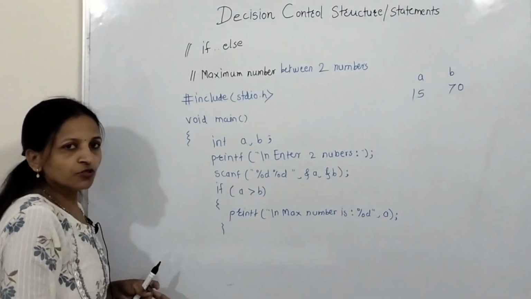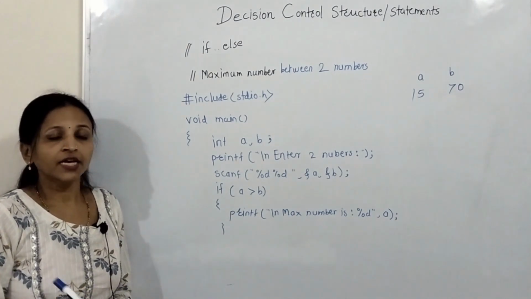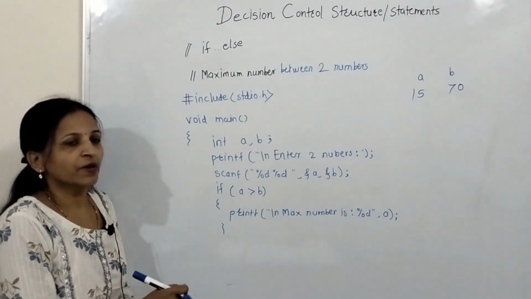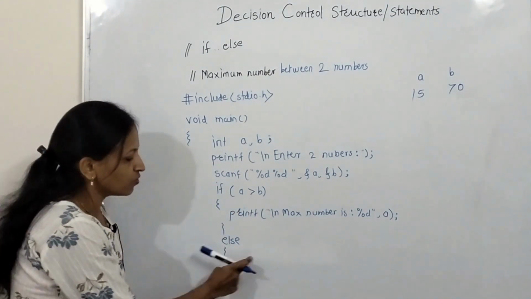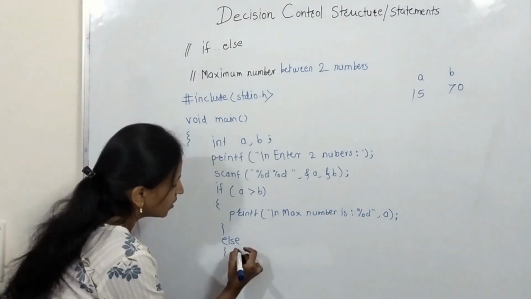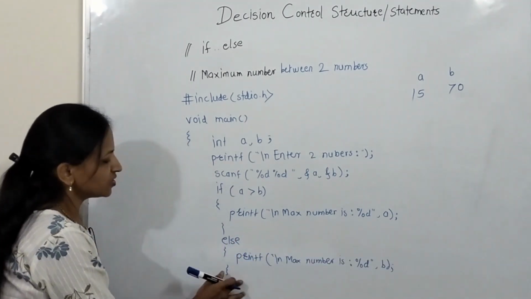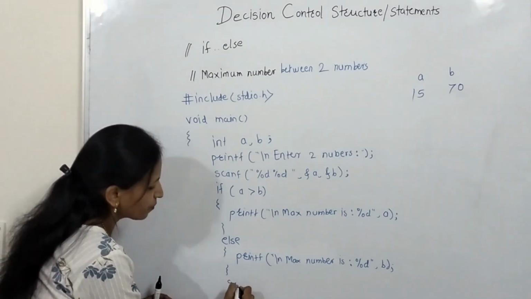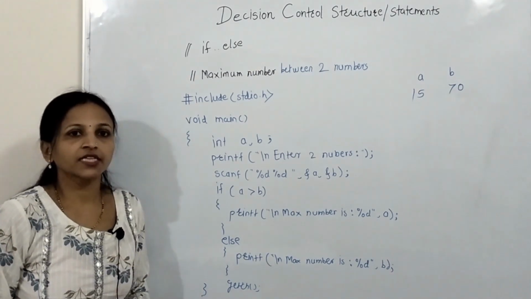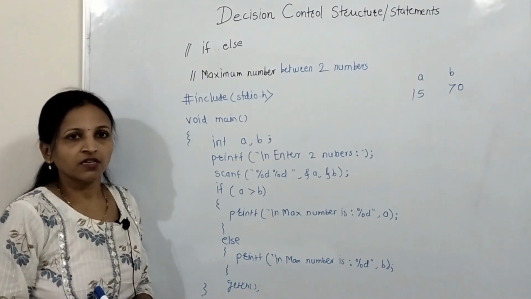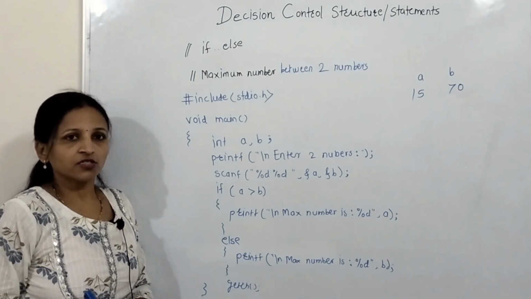Otherwise, if A is greater than B is not true, of course B is greater than A, that we can write inside the else part. Why? Because if this is not true, then we have to write that inside the else block. Like printf maximum number is B. In this way we can do the program for finding the maximum number between two numbers. Here we are not considering that both numbers are equal. Getting? In that way we are not handling that. That we can also handle.